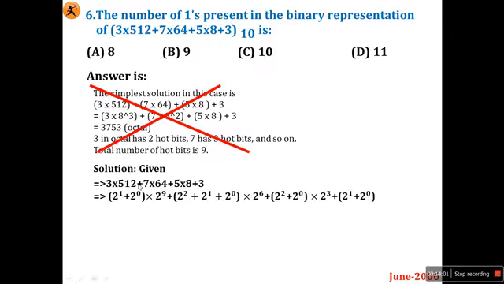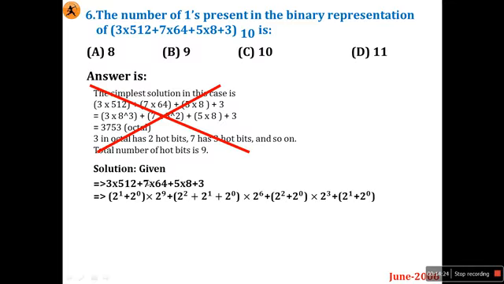3 into 512, 7 into 64, 5 into 8. This one you can represent using powers of 2. How? 3 is 2 raised to 1 plus 2 raised to 0. What is 2 raised to 1? 2. 2 raised to 0 is 1. 2 plus 1 is 3. Now what is your 512? 2 raised to 9. I hope it's an easy way to represent.